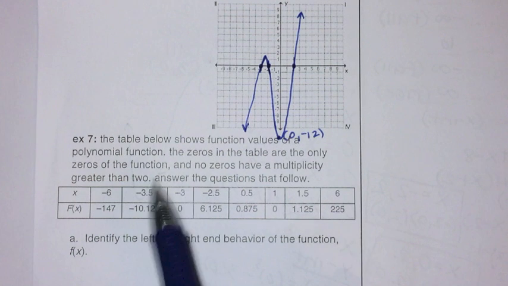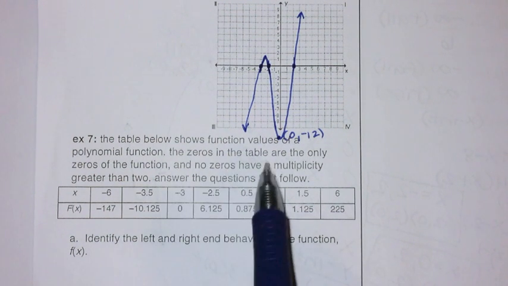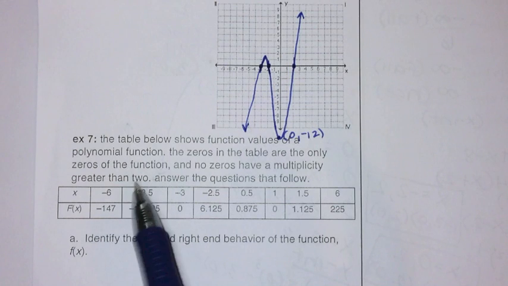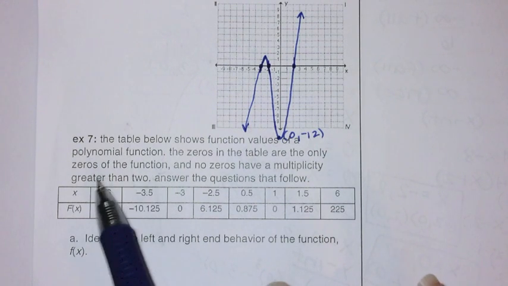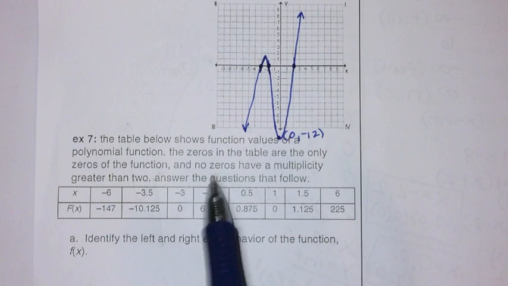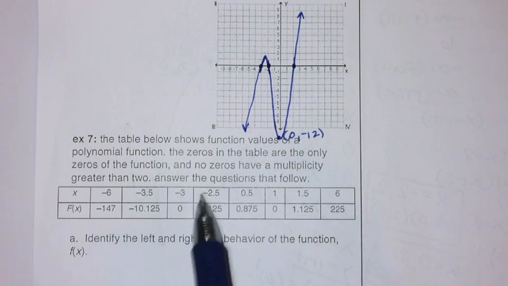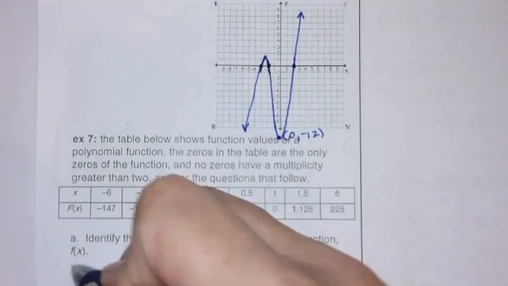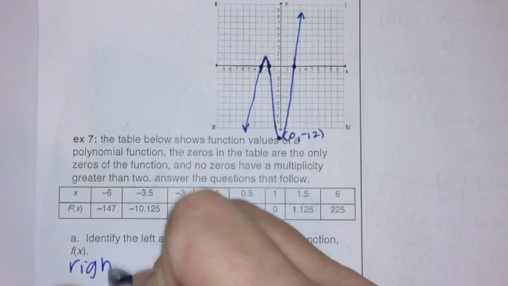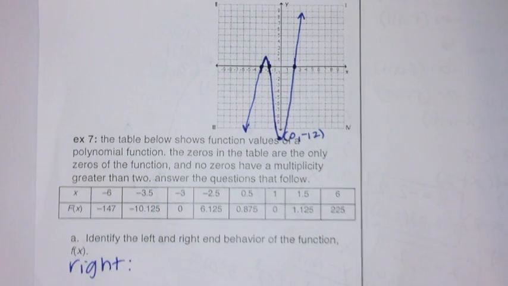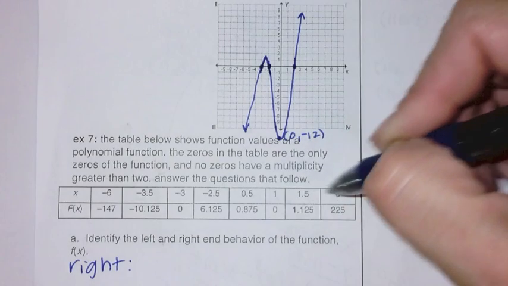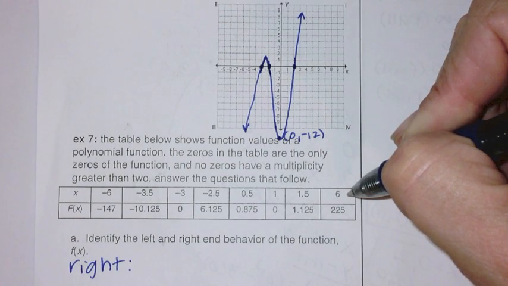So read your directions carefully. The zeros in the table are the only zeros of the function. So those are our x-intercepts, and no zeros have a multiplicity greater than 2. Answer the questions that follow. Identify the left and right end behavior of the function. So what I want you to do on this one, if you're like, how the heck can I see that from a table? These numbers are getting bigger in the x direction this way.